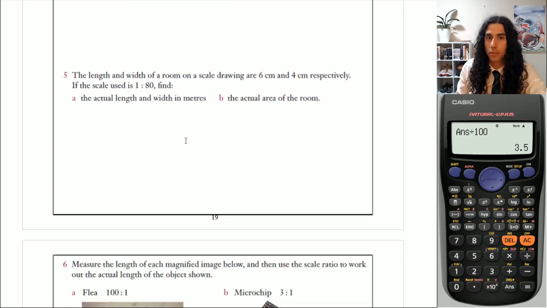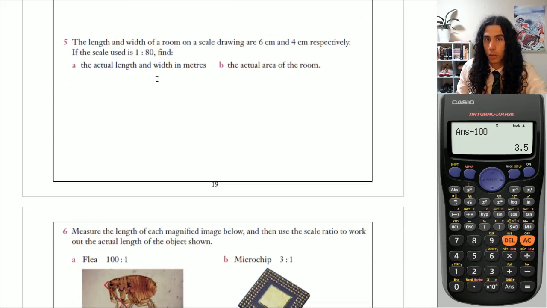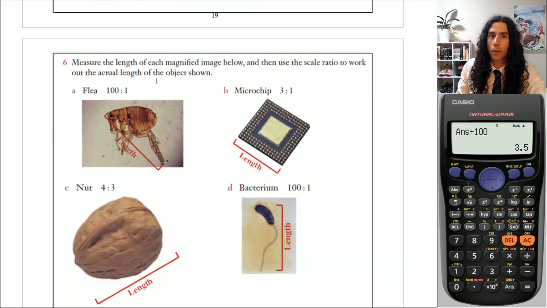Question 5. Good. Have a go at that. Question 6. Now these ones here, look, we've been given the drawing. In order to work out the actual length, you're going to need to divide by 100 to get from the drawing back to the actual. This one here, you're going to have to divide by 3. Now this one's tricky, 4/3. That one's a tricky one. The other one's easy, just divide by 100.